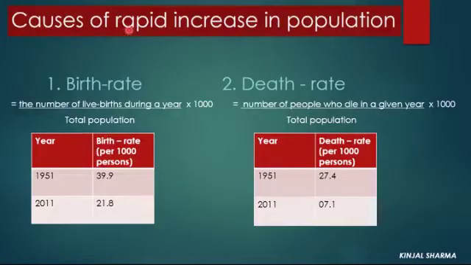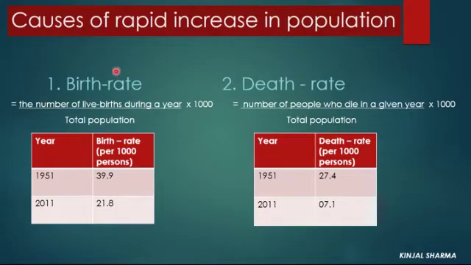Now, causes of rapid increase in population. There are two main causes of rapid or fast increase in population, that is birth rate and death rate. An increase in birth rate leads to an increase in population, and a decrease in death rate, or we can say a low death rate, can also lead to an increase in population.